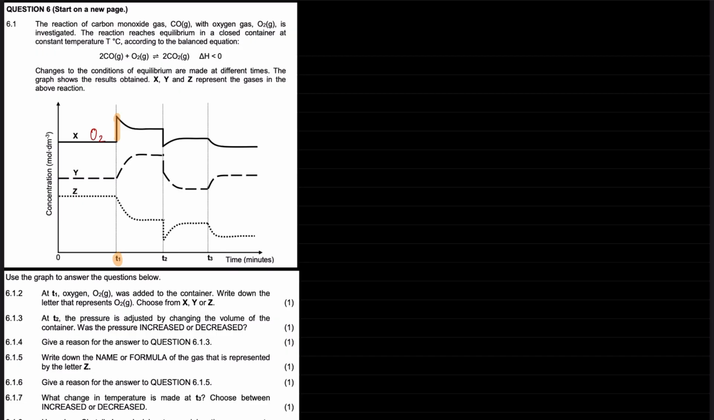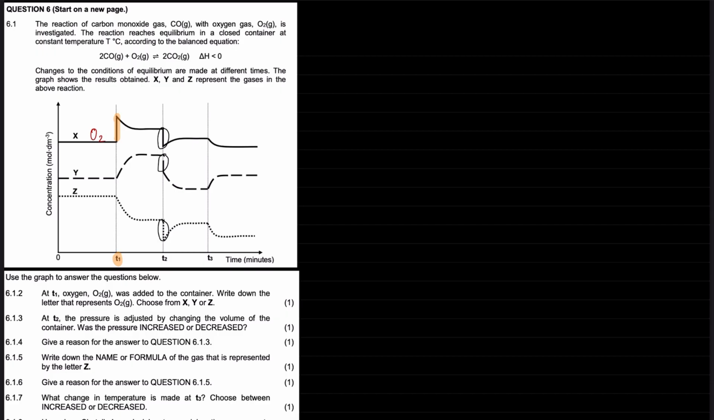Next question reads, at T2, the pressure is adjusted by changing the volume of the container. Was the pressure increased or decreased? Now at T2, let's just make a note of what's happening. I can see on these graphs that there's a decrease in the concentrations. So there's nothing I can read too much into so far. However, afterward, there are some changes, and that's what we should focus on here.